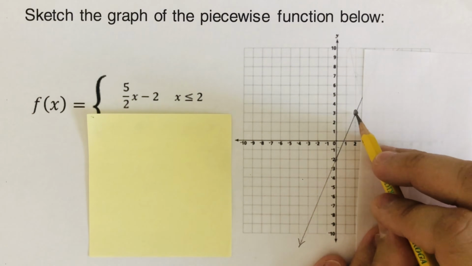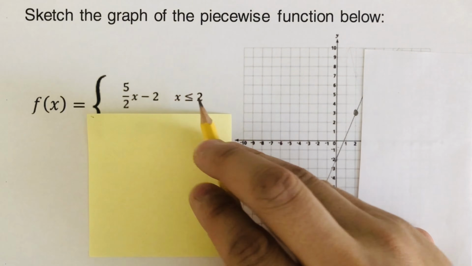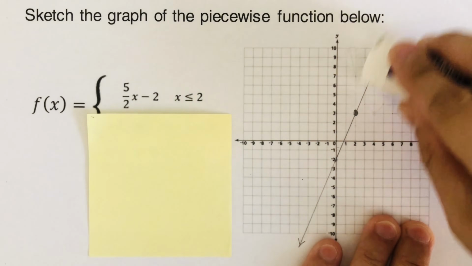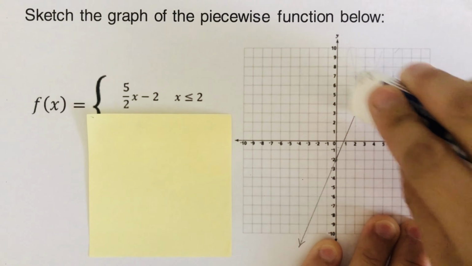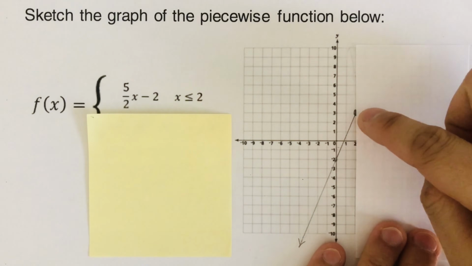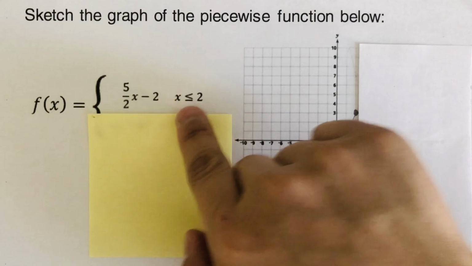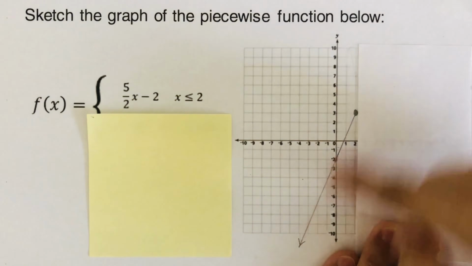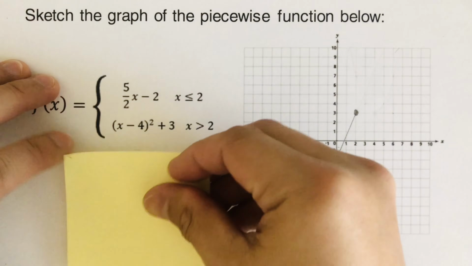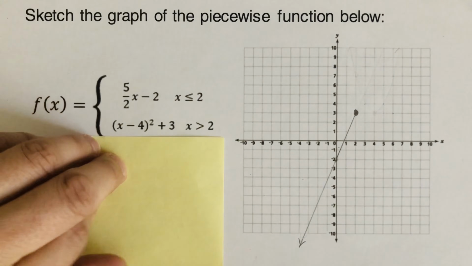So I put a closed circle here because there is a bar underneath the inequality. So that means this part of the line is not part of the interval. So we only consider anything where x is less than or equal to 2. So it's this part right here. Now let's move on to the second piece. So that's the first piece. Now let's move on to the second piece right here.